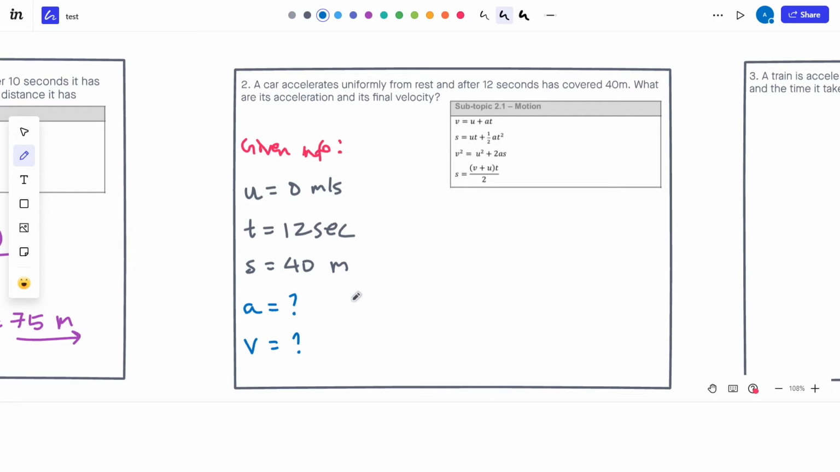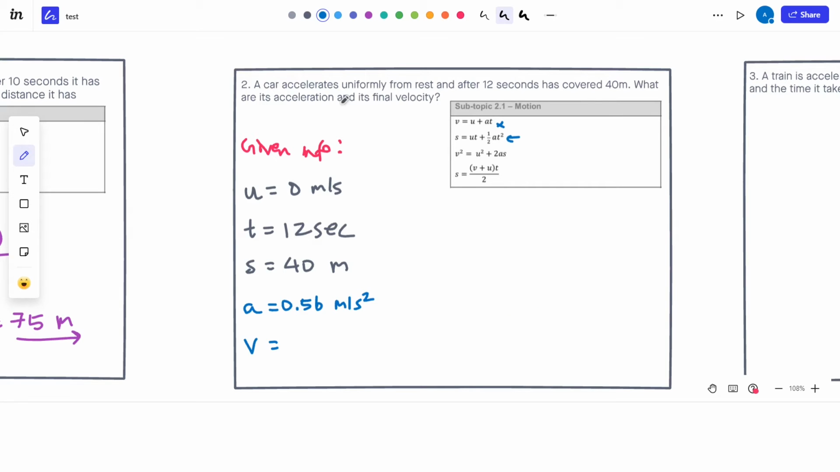So the first one does not work, but the second one, however, does work. So we're going to plug in the values for the second one. So 40 equals ut plus half a t squared. Since 0 times anything is 0, we just exclude that, and we get acceleration times time, which is 12 squared, divided by 2. So we get at squared is equal to 80, so acceleration is 80 divided by 144, which is equal to 0.56 meters per second squared.